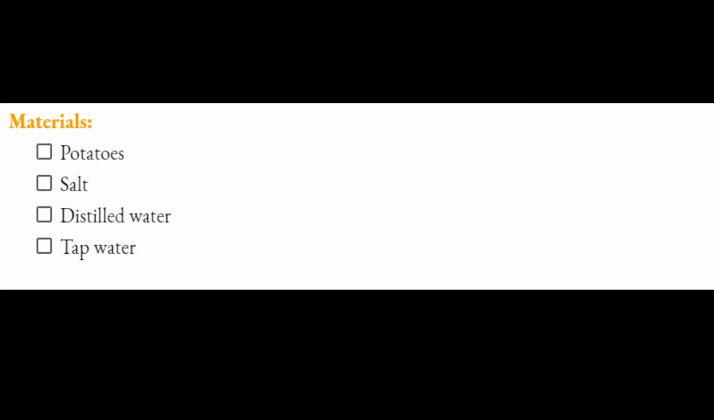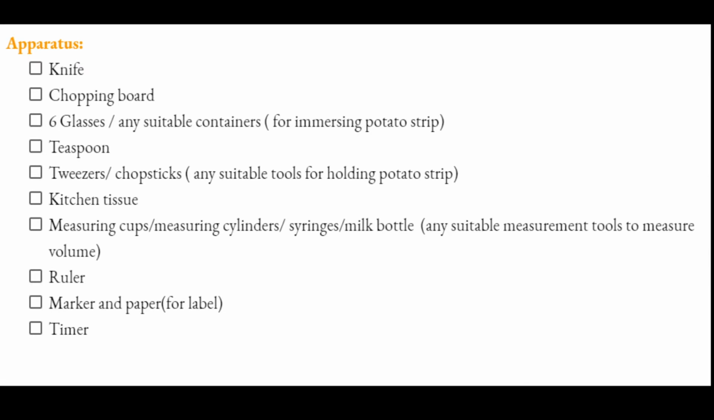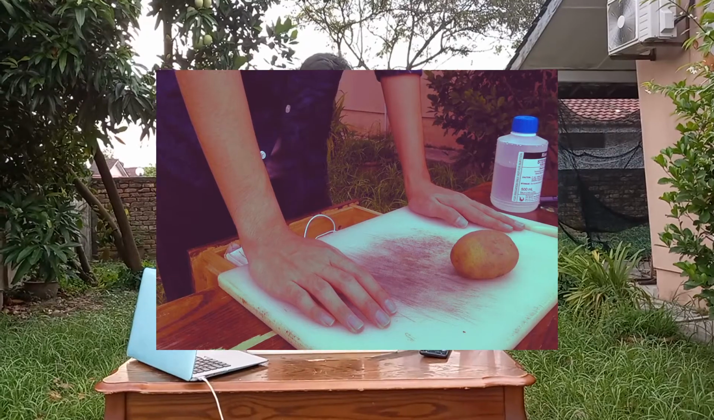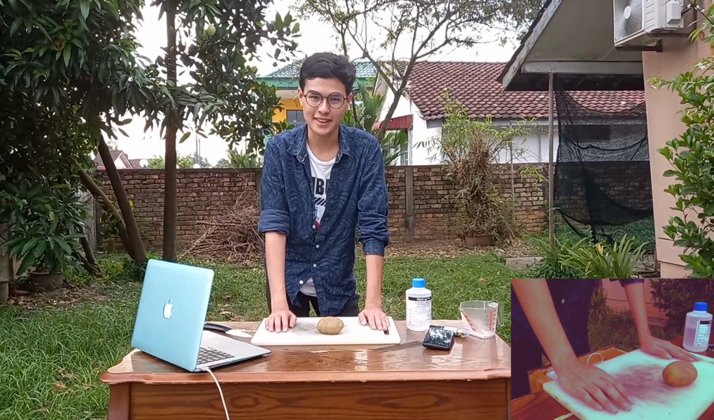For the materials, we use potato, salt, distilled water, and tap water. For the apparatus, we use knife, chopping board, glasses, teaspoon, chopstick, kitchen tissues, measuring cups or measuring cylinders, syringe, ruler, marker and paper, and timer. Now, our experiment shall begin.